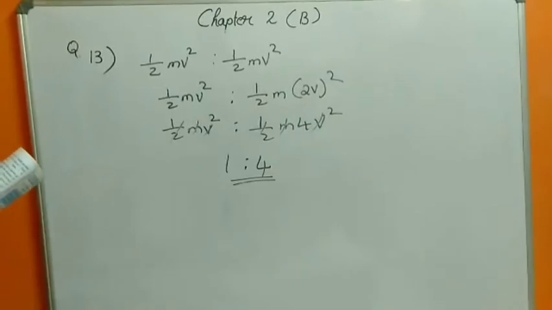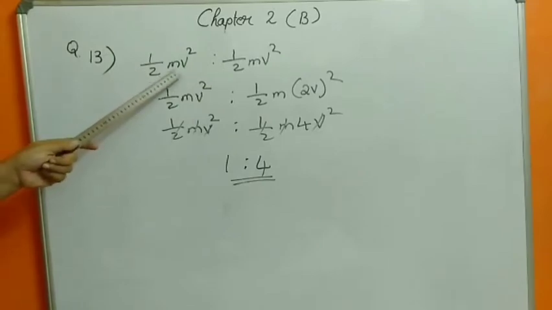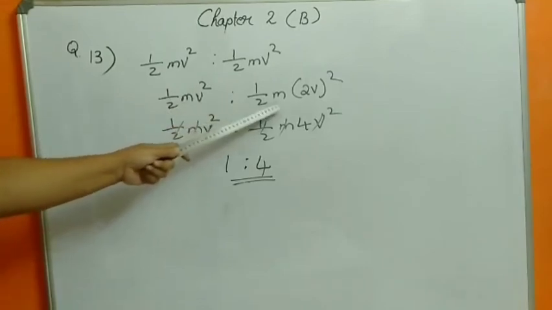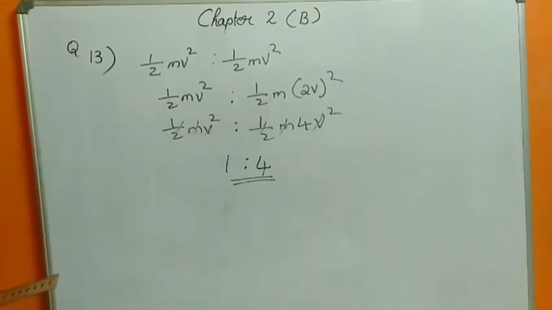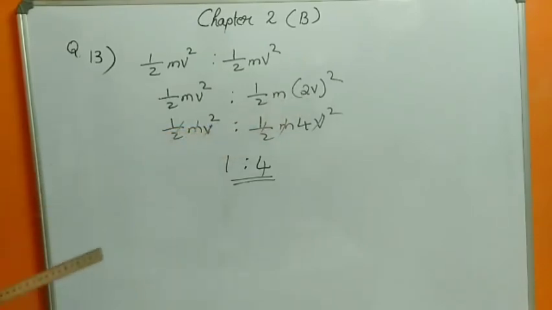Next, question number 13. Two bodies of equal mass are moving with the uniform velocities v and 2v. Find the ratio of their kinetic energies. Whenever they are asking ratio, you have to do like this. The two bodies are of equal mass. So we can write half mv square is equal to half mv square. Equal mass, so there will be no change in m. Moving with a velocity v and 2v. So what is the difference here? v and 2v.